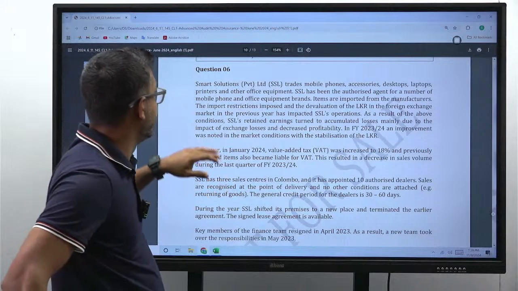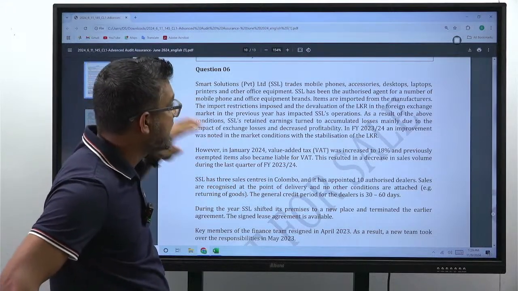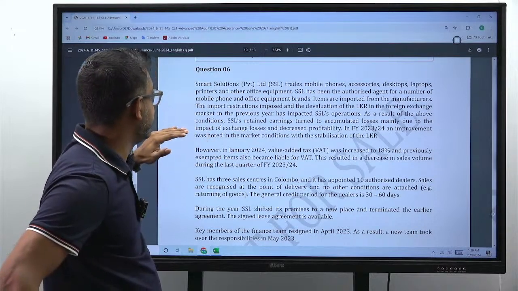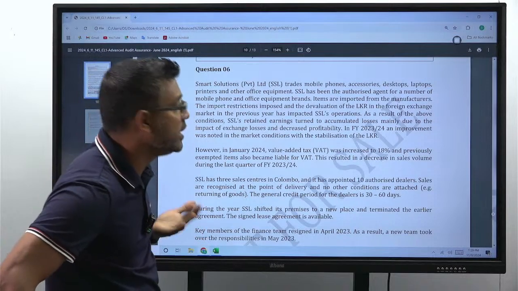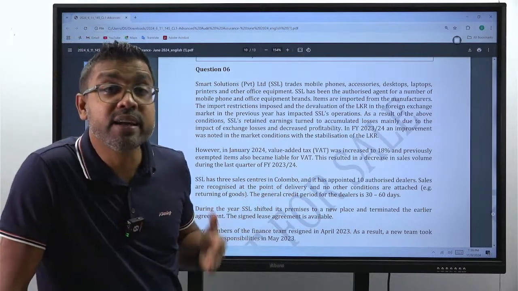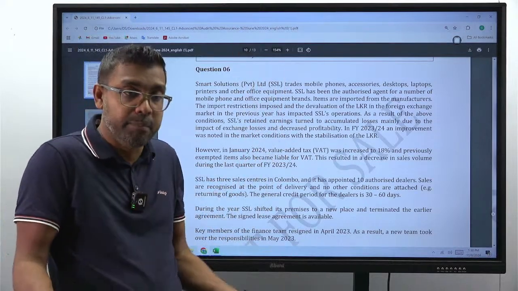Right? What is the risk? Import restriction imposed and devaluation of LKR in the foreign exchange market in the previous year has impacted SSL's operation. What is the risk? Going concern. Import restriction, they can't import.